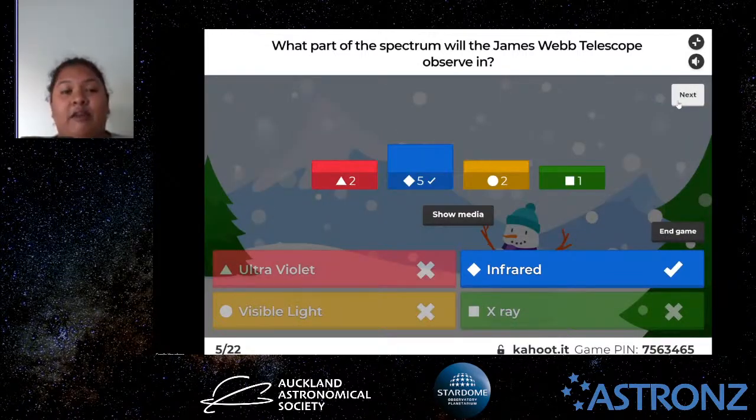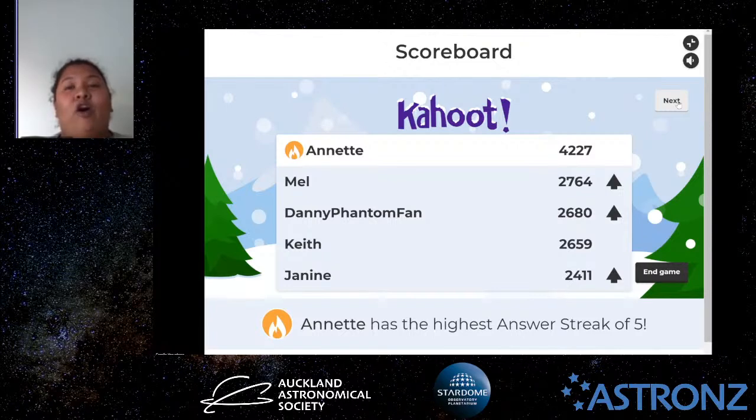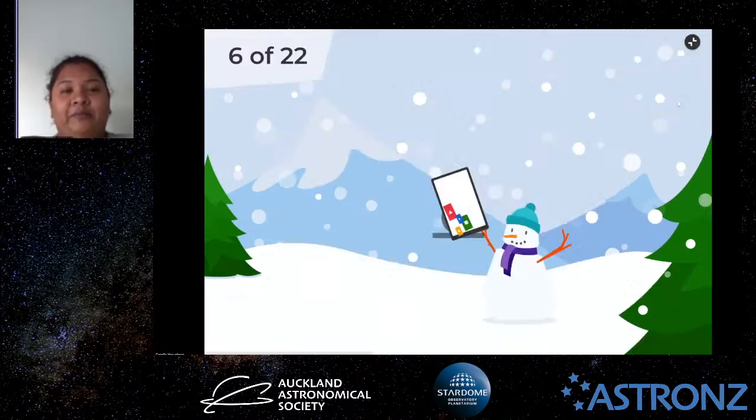The correct answer was infrared. So if you are familiar, Hubble is really good with the ultraviolet and the visible, and so hopefully the James Webb will be able to show us a little bit more in that infrared spectrum. Great job, Mel. You're really holding on to that position. We've got Annette holding on to that position on top, followed by Mel and then Danny Phantom Fan coming in third place. So let's see how we keep going.